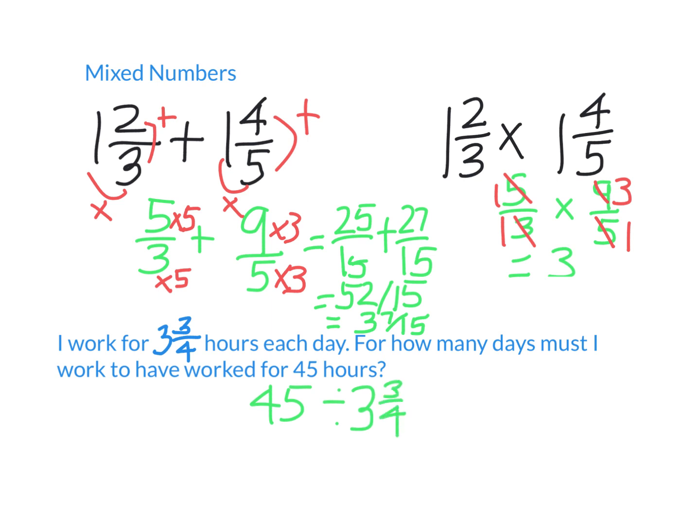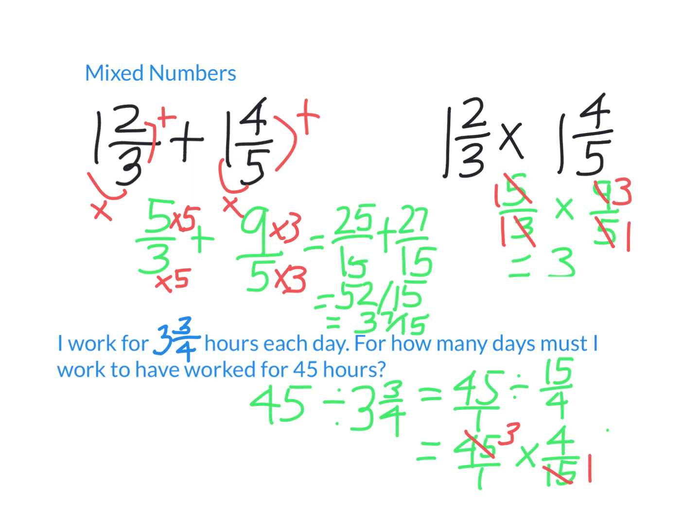Well, when I'm performing operations with mixed numbers, I convert them first to improper fractions. So 3 3/4: 3 times 4 is 12, plus 3 is 15. So remember, when multiplying or dividing a whole number, you write it over 1. To do division, I keep the first fraction the same. I flip the second fraction and make it a times. So now I can cancel. 15 goes into itself once. It goes into 45 3 times. So I'm just left with 3 times 4, which is 12. If I work for 12 days for 3 3/4 hours each day, I will have worked 45 hours in total.